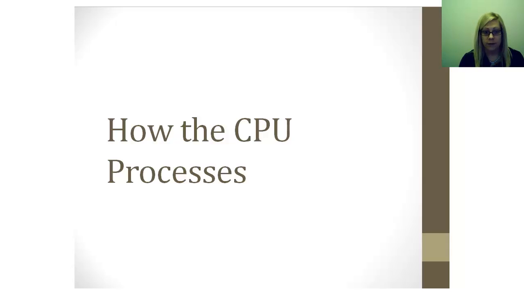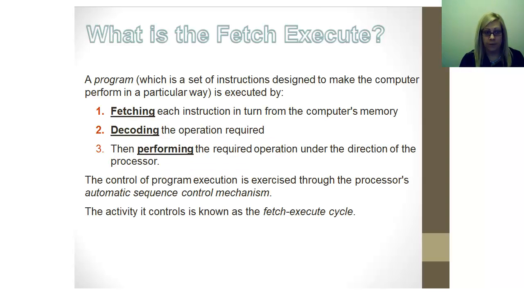We are now going to discuss how the CPU processes. The fetch execute cycle. A program, which is a set of instructions designed to make the computer perform in a particular way, is executed by fetching each instruction in turn from the computer's memory, decoding the operation required, and then performing the required operation under the direction of the processor.